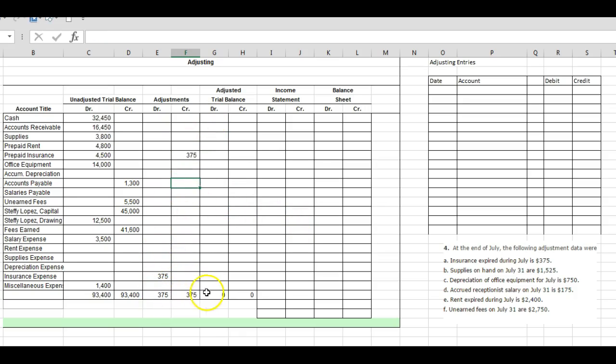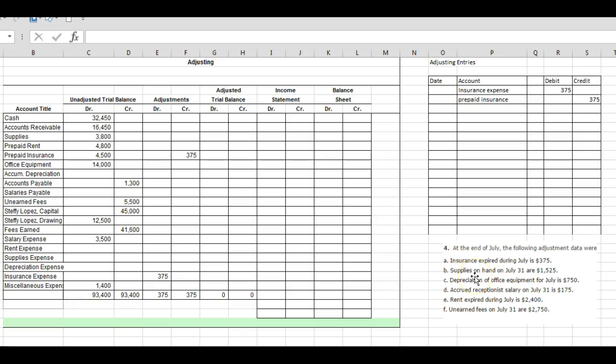Now, as you can tell down here, I've got this set, so it's adding it up. This is in balance. Remember, every entry has to be balanced. If I go to do the adjusting entry, it's going to be insurance expense, $375, and prepaid insurance, credit $375. So we've got our first entry taken care of.